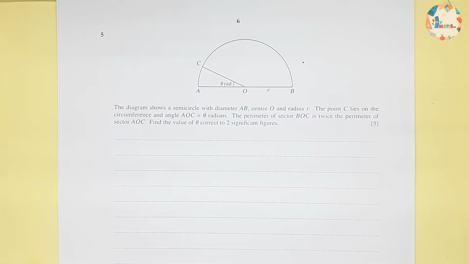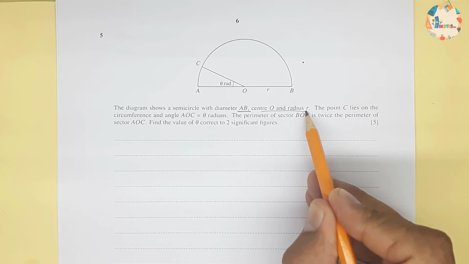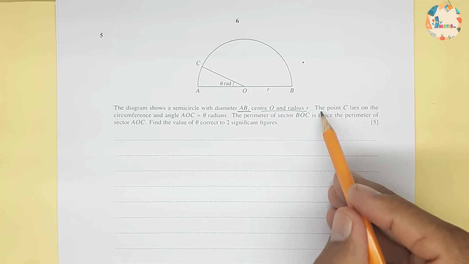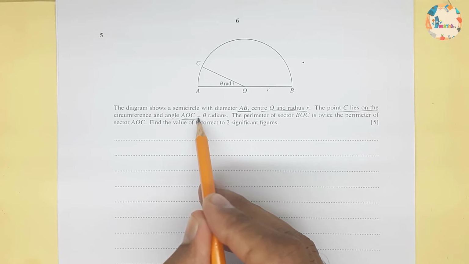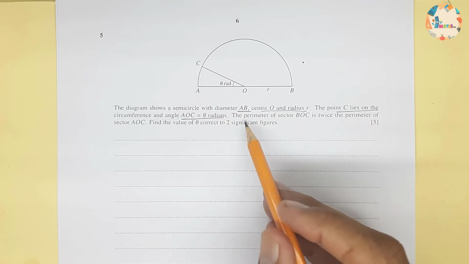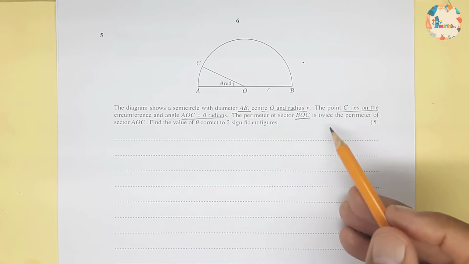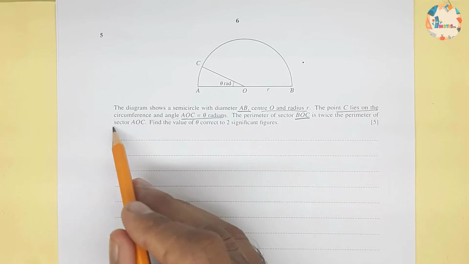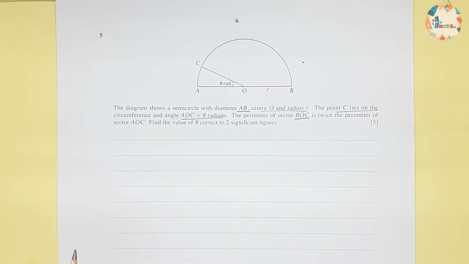Question number 5. The diagram shows a semicircle with diameter AB, center O, and radius r. The point C lies on the circumference and angle AOC is equal to theta radians. The perimeter of the sector BOC is twice the perimeter of AOC. Find the value of theta correct to two significant figures.